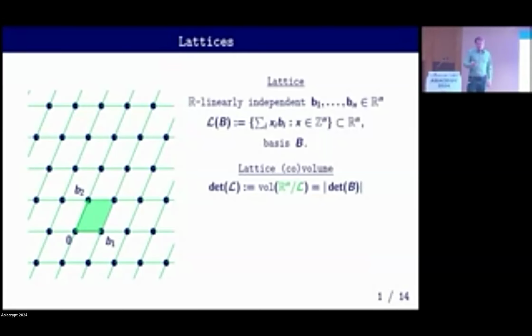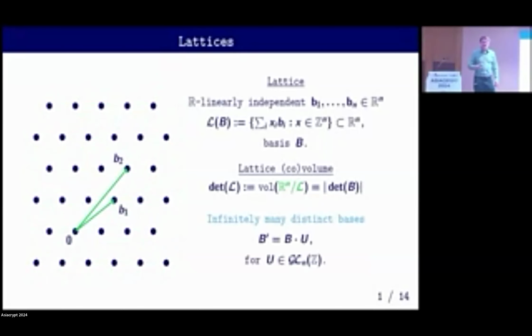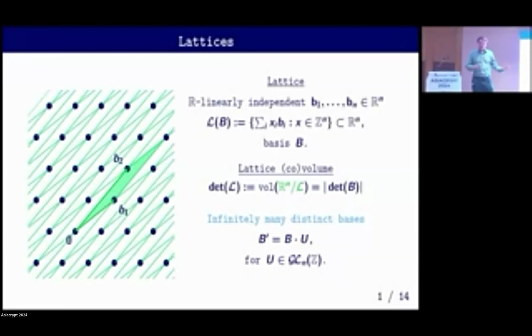And so this lattice covolume is just the volume of the parallelepiped. And note that such a basis of a lattice is not unique. We can always apply some unimodular basis transformation to the basis and obtain another basis for the same lattice. But again, if we look at the volume of this fundamental parallelepiped, it's going to be the same because it's really an invariant of the lattice.